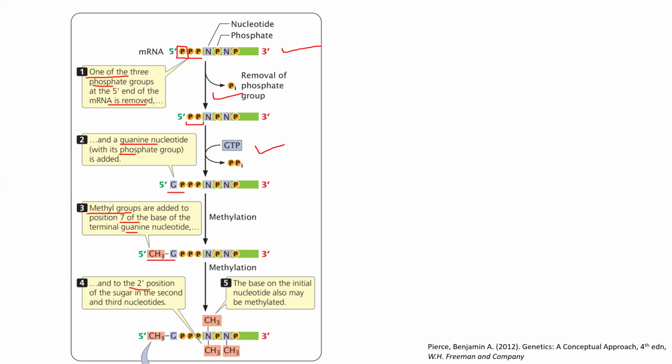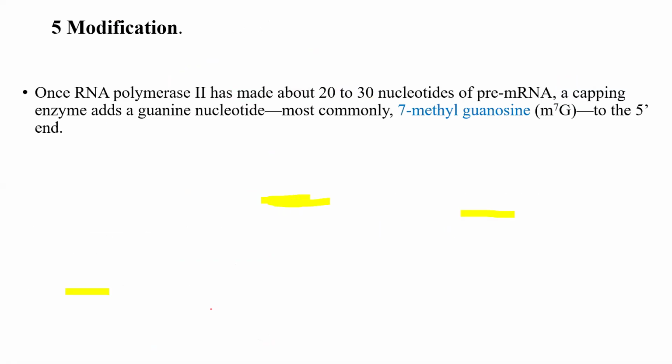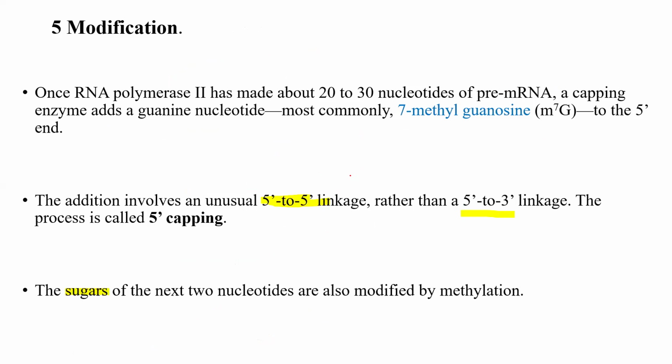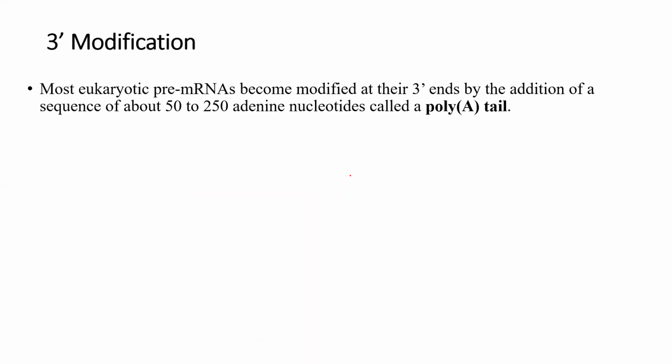After that, the 2' position of the sugars in the 2nd and 3rd nucleotides are also methylated. The ribose sugars in the 2nd and 3rd nucleotides are methylated, and the base on the initial nucleotide may also be methylated. So this is how modification takes place at the 5' end in the mRNA of eukaryotes. Is there a modification at the 3' end? Yes. In this diagram, we have seen that there is a string of adenine nucleotides at the 3' end, that is 3' modification. So let's see the 3' modification now.